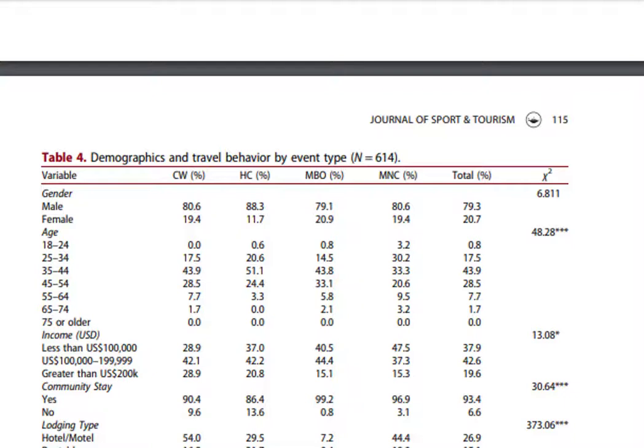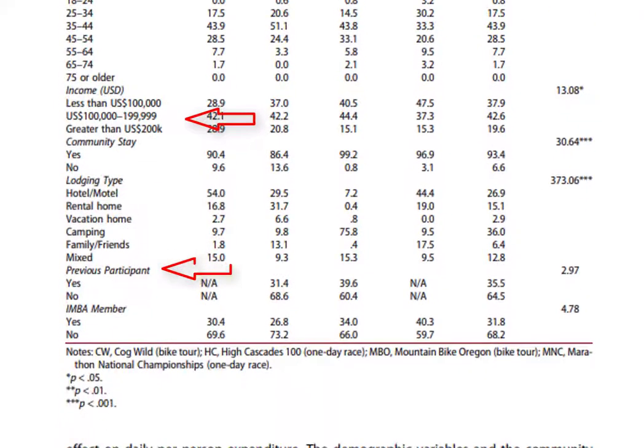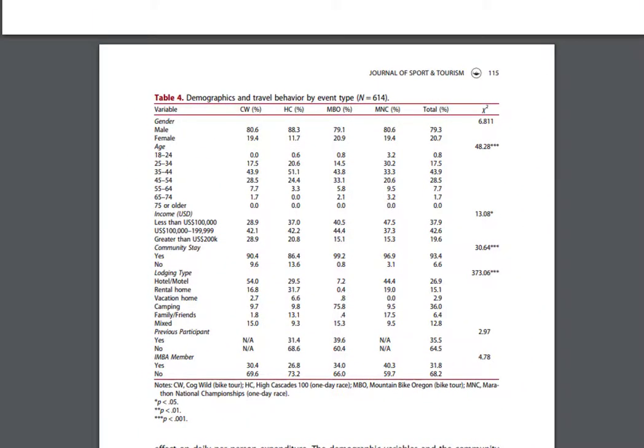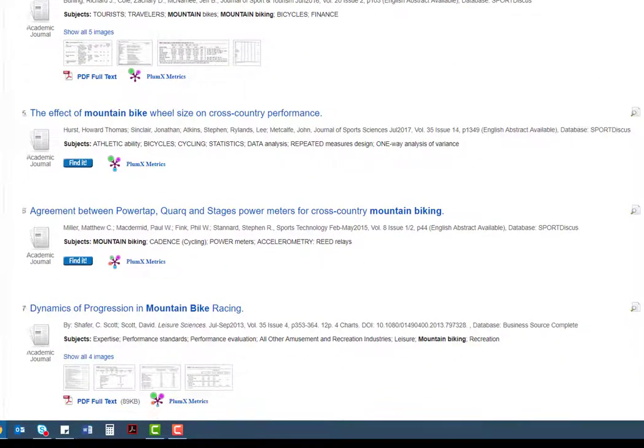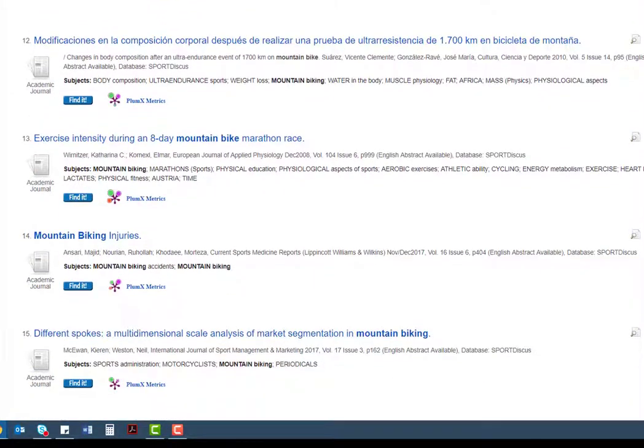That might be more in depth into this article, but right here this is going to break down these events by who is attending, by age, by income, and even looking at if they're a previous participant. This information may still seem somewhat broad or even a little bit unrelated. Still, it gives me some context and some things to think about that might be useful. Looking at an article like this might actually also give me some other ideas and other search terms to think about to search for. Going back to these results, there was another one that caught my eye.